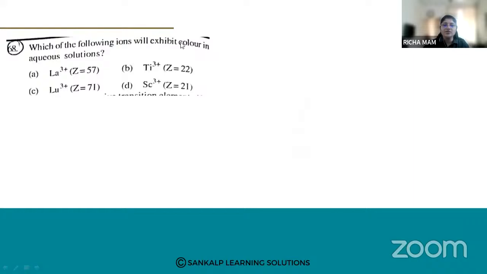Which of the following ions will exhibit color in aqueous solutions? So La plus 3. If you lose the 3 electrons, it will be 54, so it will be the xenon configuration. Then titanium plus 3. Titanium plus 3 has 19 electrons, so it is argon 18 and 3d1. So this is a 3d1 system, and this will exhibit color.